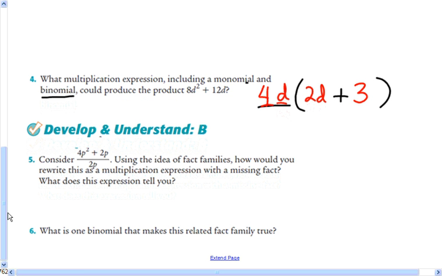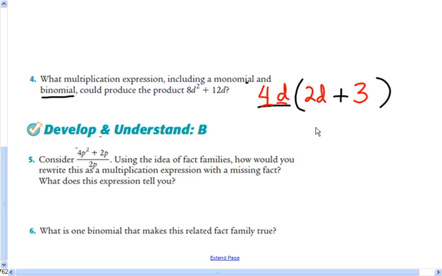It says consider the expression where you're dividing 4p squared plus 2p by 2p. It says use the idea of fact families. How would you rewrite this as a multiplication expression? What they mean is this. Let's say we have 16 divided by 2 equals something. Well, we could also write 2 times something is equal to 16. That's a related fact. We could also write something times 2 equals 16. Anyway, so we want to rewrite this.